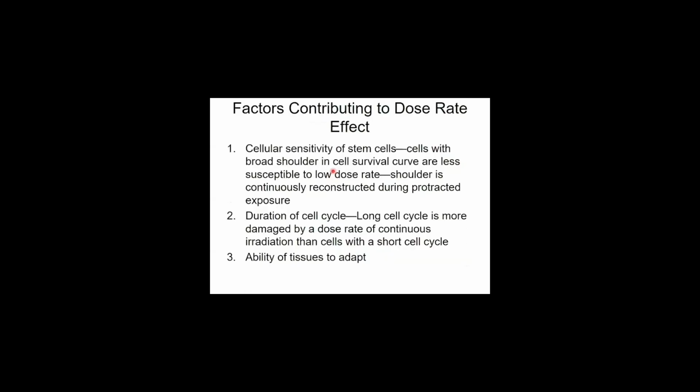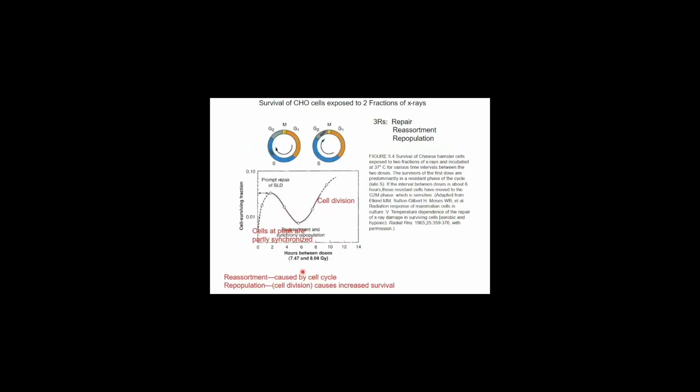But there are a few cells where the stem cells are extremely sensitive, they have a long cell cycle time, and there are differences in the tissues to adapt. And because of that, we can put together these 3 R's and say that this issue of repair is going to make a very big difference because the cells are partially synchronized.